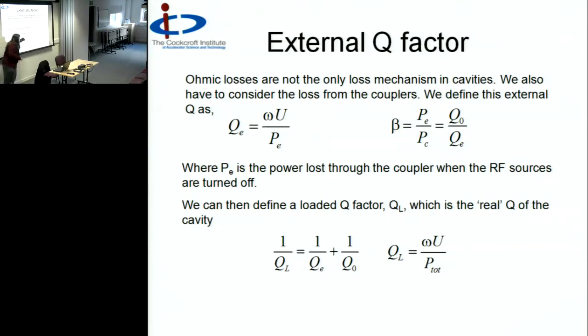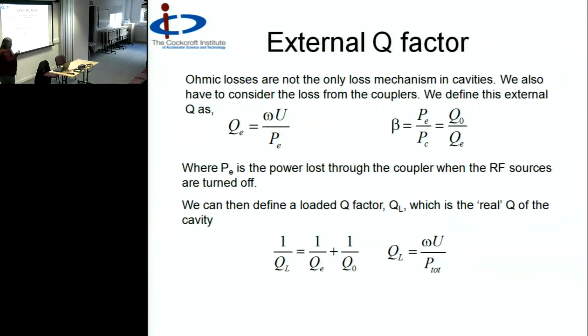And you get the total Q factor of the system as 1 over QL, which we call the loaded Q factor, that's the total Q factor of the system, equals 1 over QE plus 1 over Q0. If you have multiple couplers, it's 1 over QE1 plus 1 over QE2, and so on.